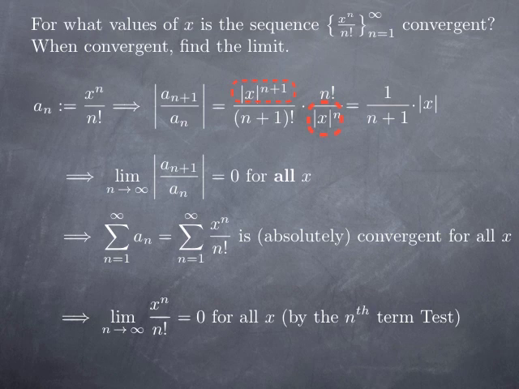So here what we have concluded is that for all values of x, this sequence has limit 0. But to reach this conclusion about the convergence of a sequence, we looked at the associated series.